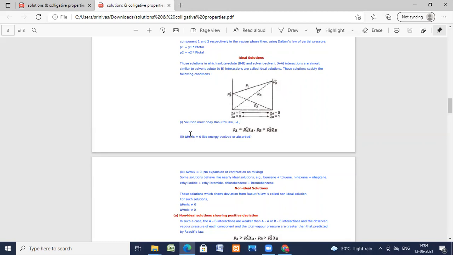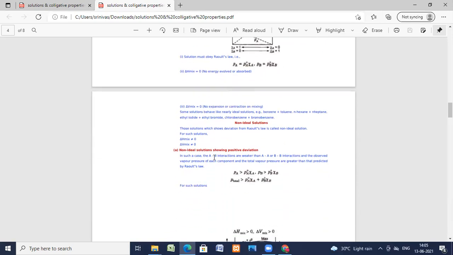The second condition for an ideal solution is that it obeys Raoult's law: PA is equal to P naught A into XA, and PB is equal to P naught B into XB. Solutions which obey Raoult's law are ideal solutions. What is delta H of mixing? The heat before mixing and after mixing is almost zero, so no energy is involved. Next, the volume before mixing and after mixing is almost the same. So these are called ideal solutions.